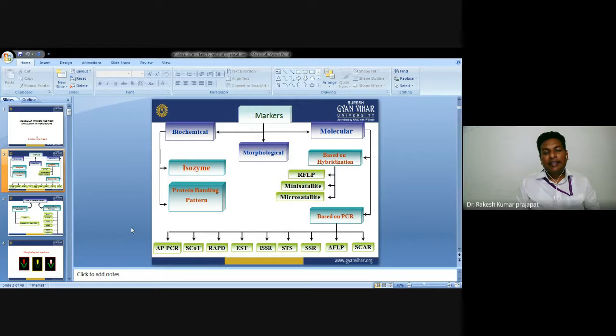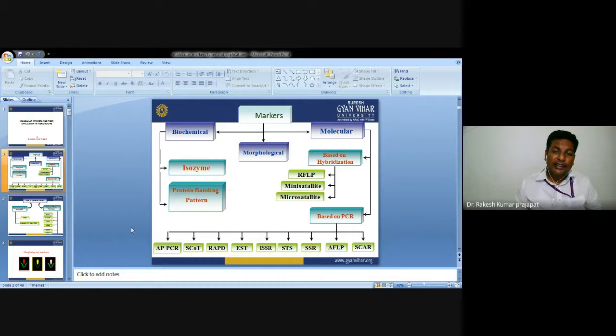Similarly, minisatellite, also known as VNTR, variable number of tandem repeats. Minisatellites are long DNA sequences, suppose GACT. This sequence is repeated 10 to 12 times, even 1000 times. So the length of the DNA increases because of the repetitive sequences.